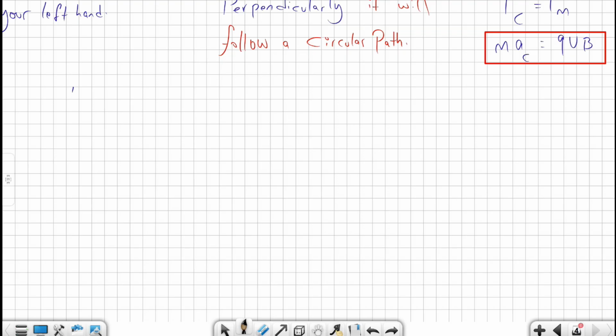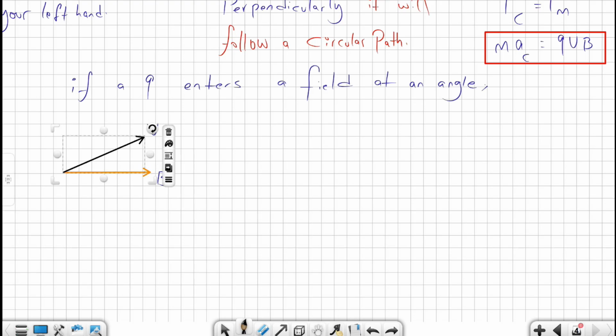What happens if the charge enters the field at an angle this time? This is the magnetic field, and this is the velocity. And the velocity will have two components, a component that's parallel to the field, which I will call the parallel component, and this one the perpendicular component. Because of which one do we have magnetic force? Because of the perpendicular component. There will be a magnetic force acting on the perpendicular component.